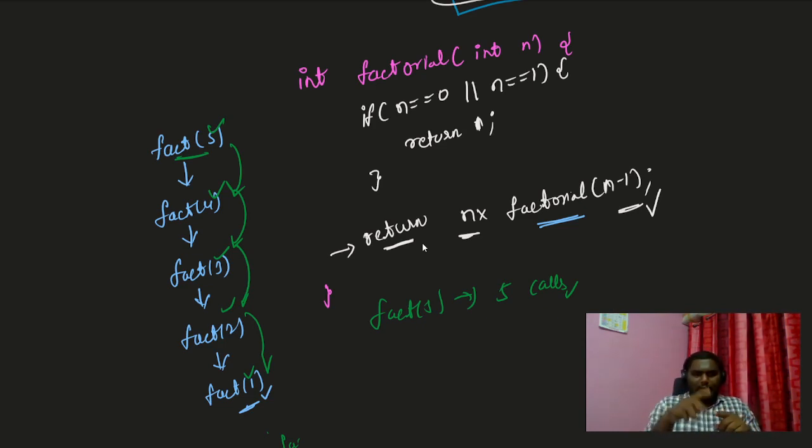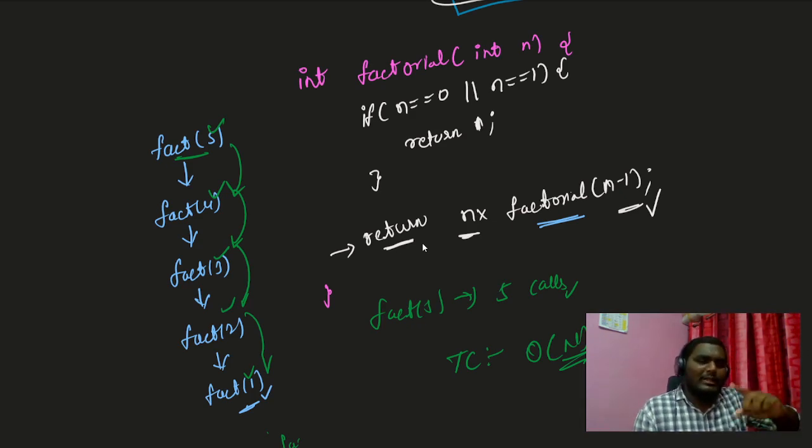5 times you are iterating through that particular recursive function, so it means you are making 5 calls. So you are running that loop for 5 times. So your complexity will be generalized to big O of n. Whatever number you have given, you need to make recursive calls that many times. So you can say your time complexity is big O of n.